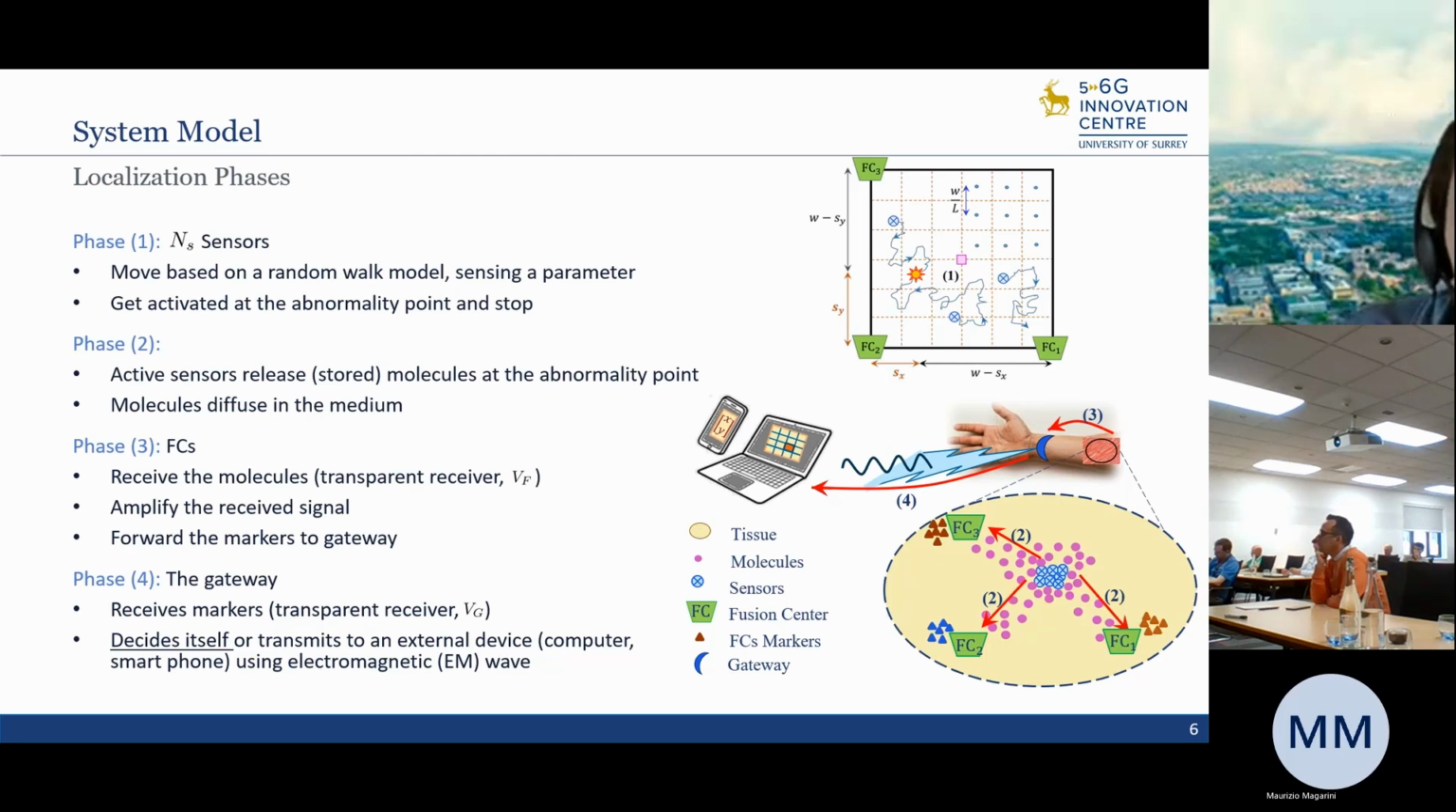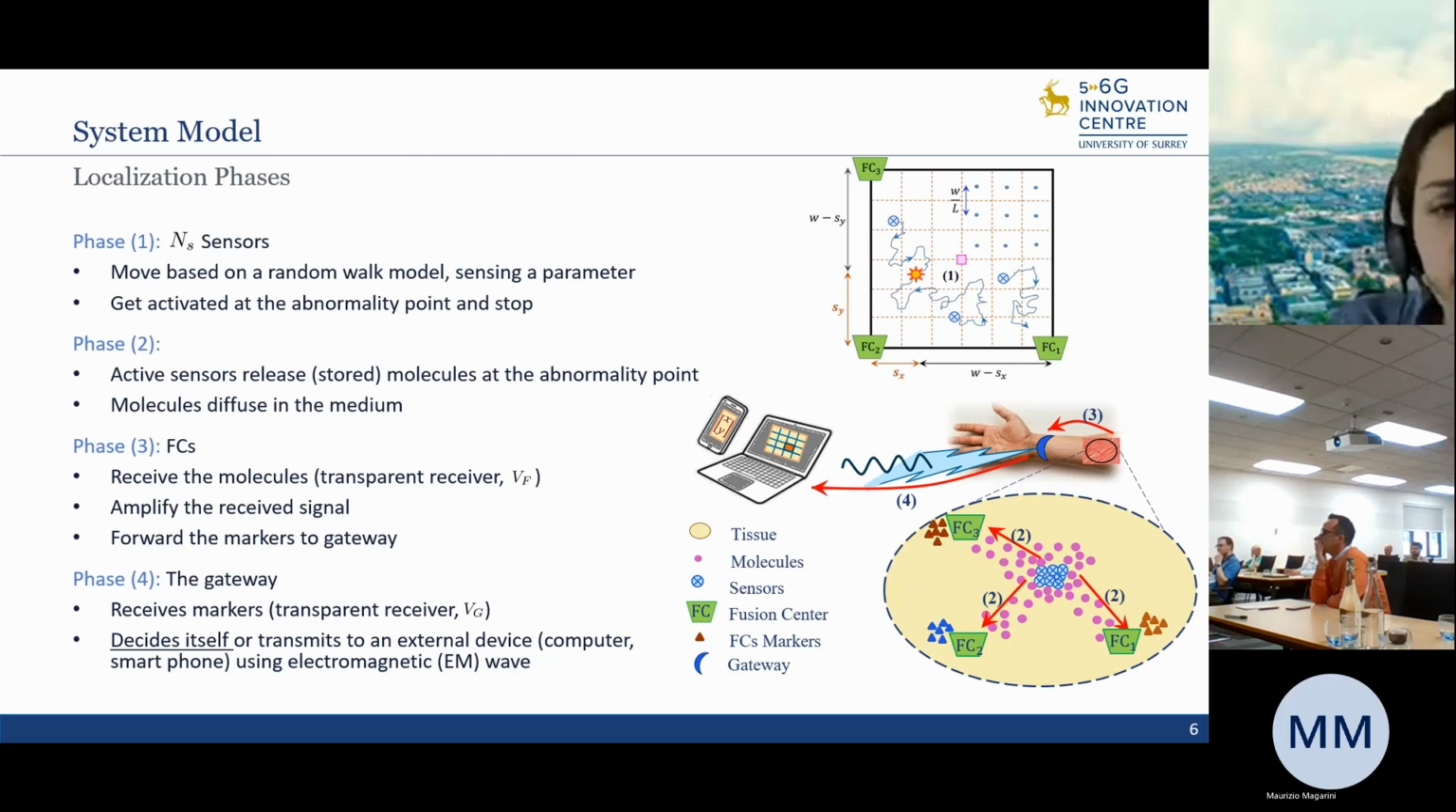In phase 2, the active sensors release molecules at the abnormality point. They can do it collaboratively or non-collaboratively, which I will discuss later. The released molecules diffuse in the medium and some of them will reach the fusion centers. In phase 3, fusion centers receive the molecules, amplify them, and forward them to the gateway using some markers.